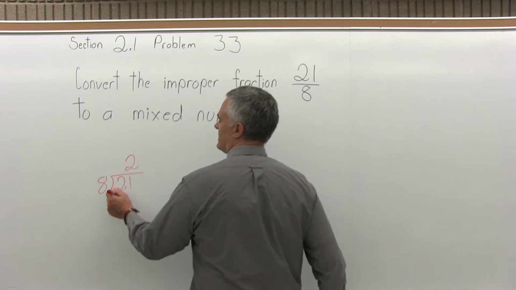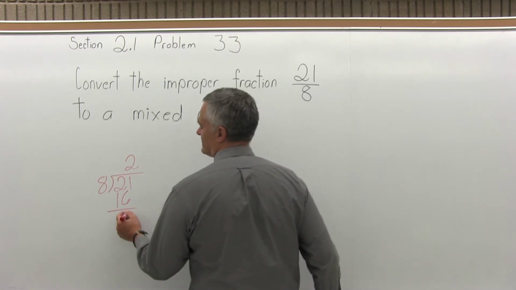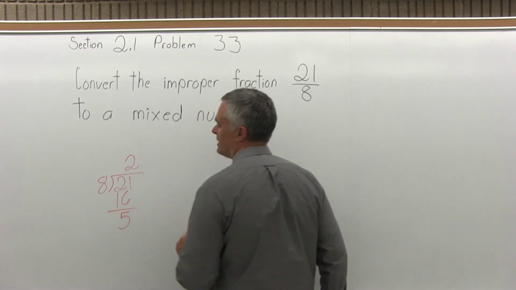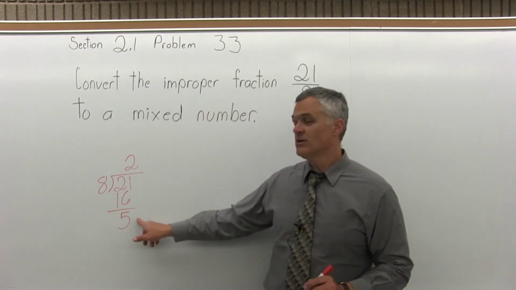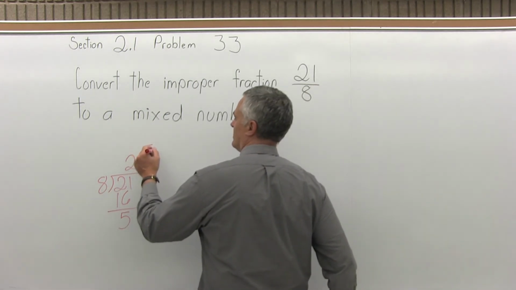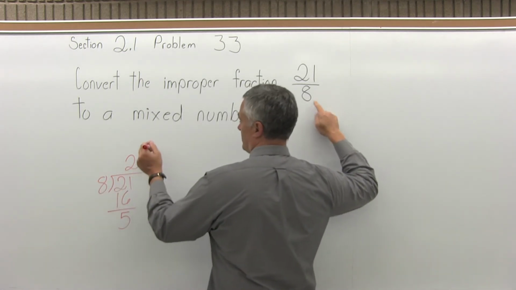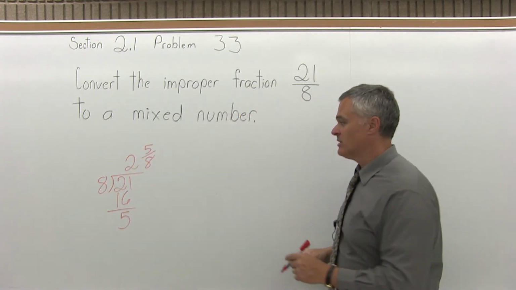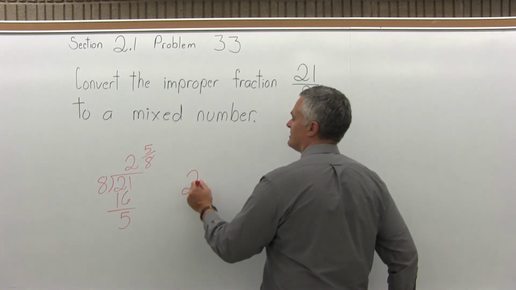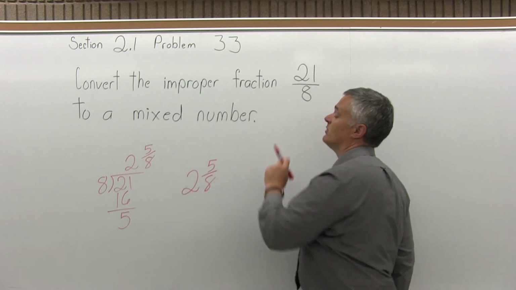So 2 times 8, as I said, was 16. 21 minus 16 will be 5. So my remainder becomes the new numerator, so that's 5. So I have 5 as a numerator. And the old denominator, which is 8 for this problem, stays the denominator for my mixed number. So I have 2 and 5/8. 2 and 5/8 is the same as 21 over 8.